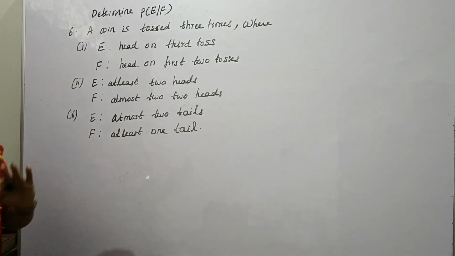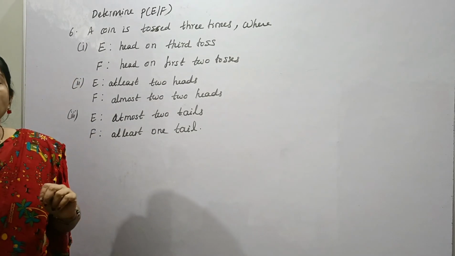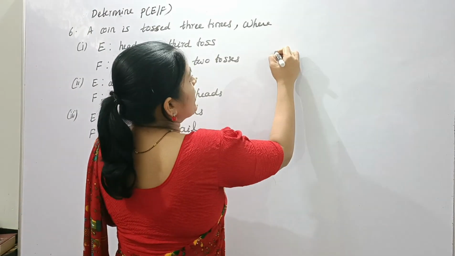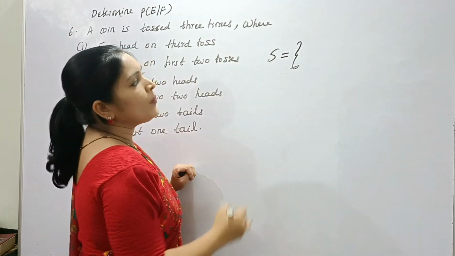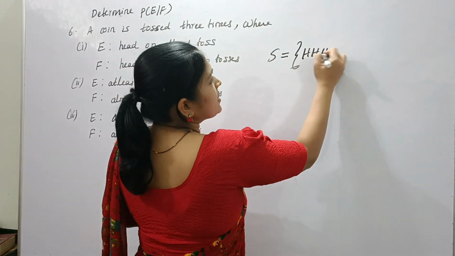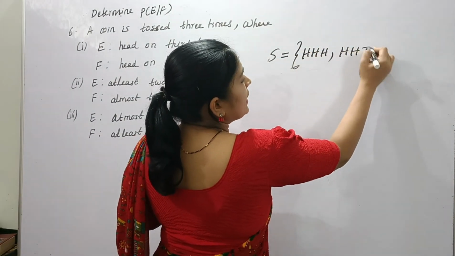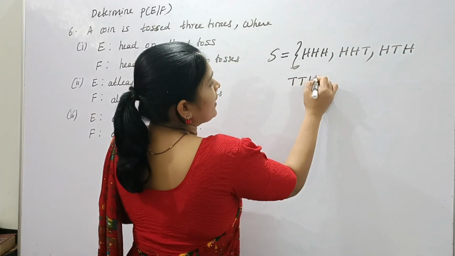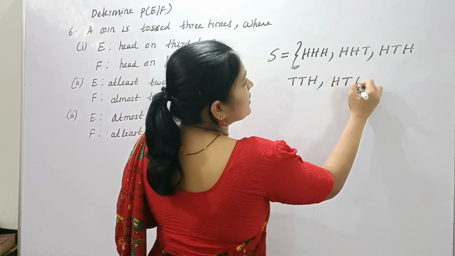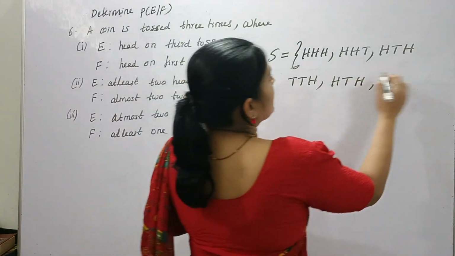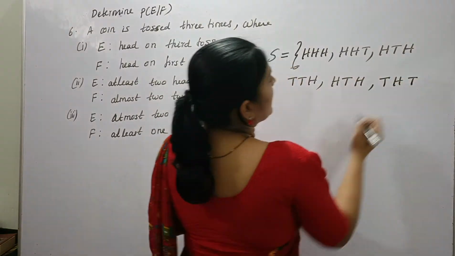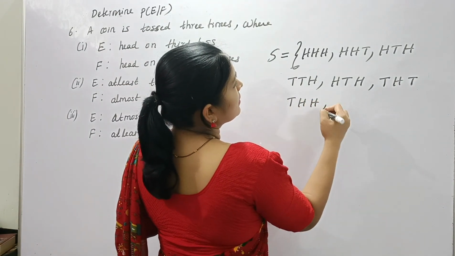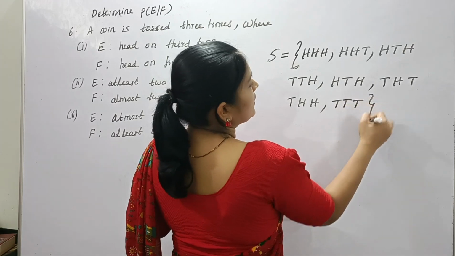Okay, so first of all we have to write the sample space when we toss a coin 3 times. What are the possibilities? Sample space S is equal to HHH, HHT, HTH, TTH, HTH, right? Then THT, THH, TTT, right?